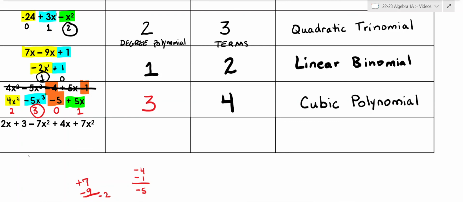Oh my gosh, who came up with these examples? You did, Miss Medina. You are right.